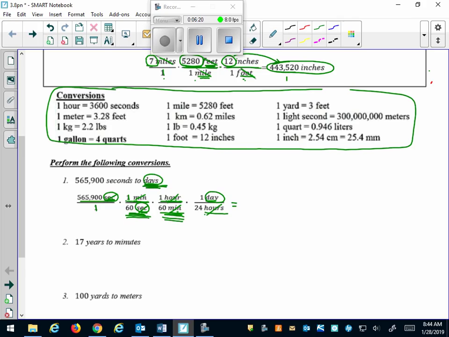So now we can multiply straight across the top and straight across the bottom. 565,900 times 1 over 60 times 60 times 24. And when we do that out, we get 6.55 days if we round it off. So about 6.5 days.